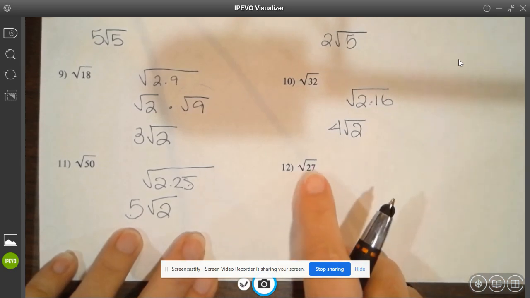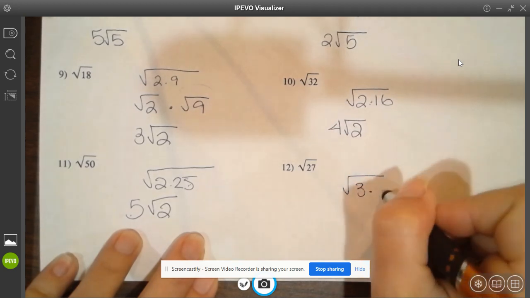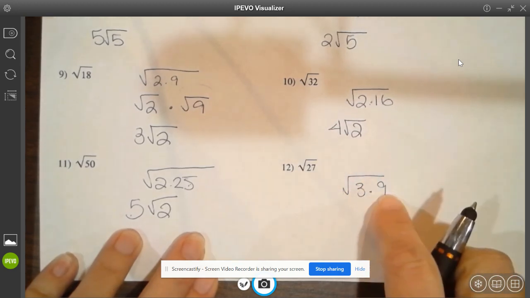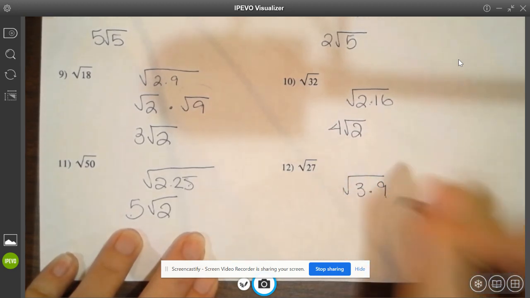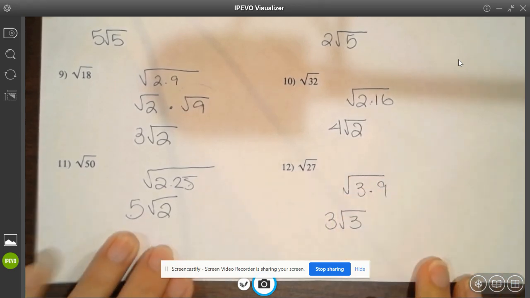You're looking for that. This one, we know that 3 times 9 is 27. And we can take the square root of 9 because that's a perfect square. The square root of 9 is 3, so we get 3 times the square root of 3. We leave this one. Okay?